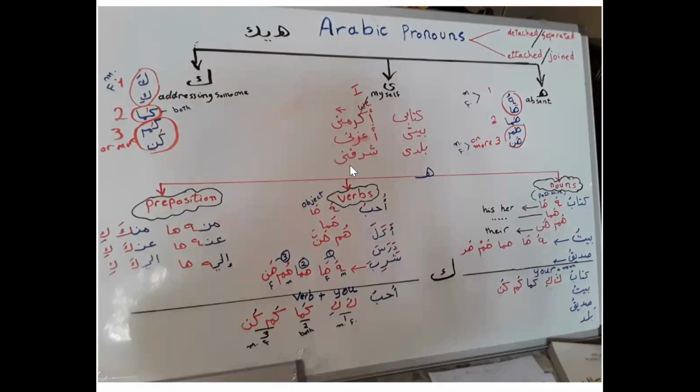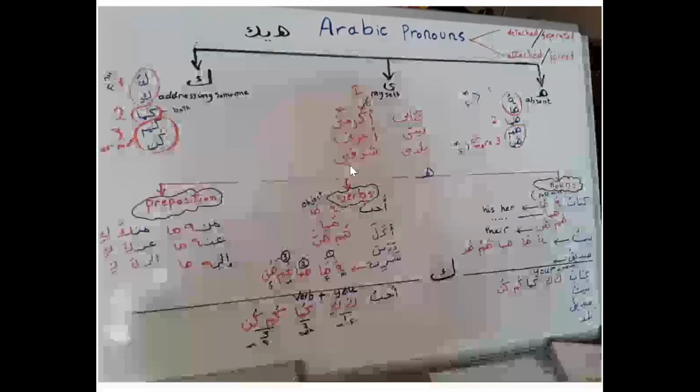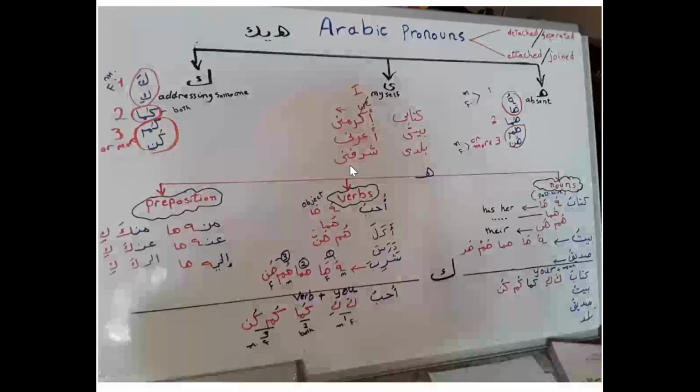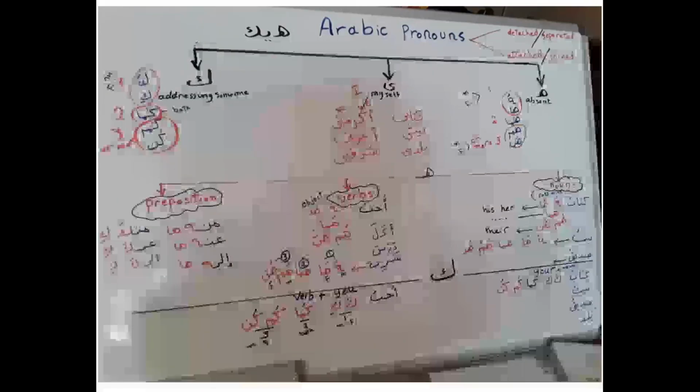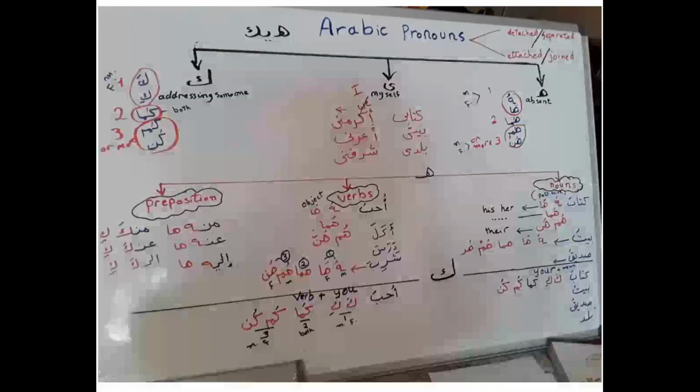And you can also talk about more than one person: kitabuna, baytuna. But the na, we are not talking about it in this video. We will talk about the na separately, because there are two kinds of na. So inshallah, we will talk about the na next time. But this is for singular. You are talking about yourself, singular.